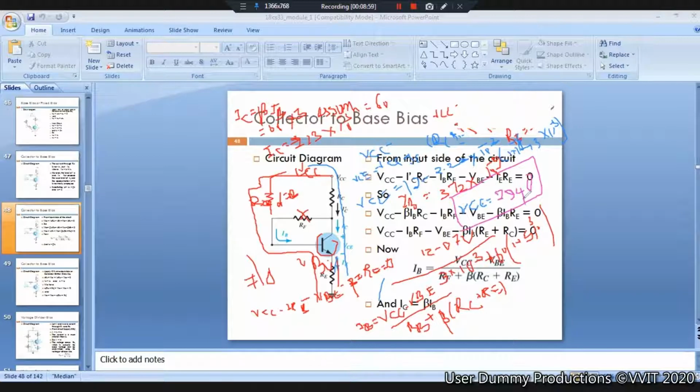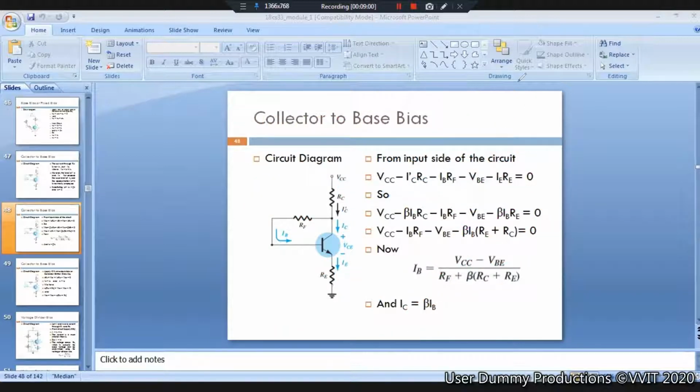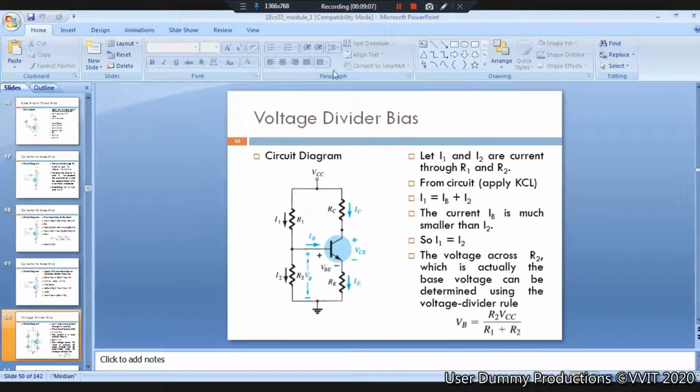Now we can go to this. Next is for collector to base bias. Next we can take the voltage divider bias. In the voltage divider bias there are also 3 terminals: collector, base and emitter terminal. Here, before going to that, for the voltage divider circuit, they are connected to the 2 resistors in the base terminal, R1 and R2 in series.